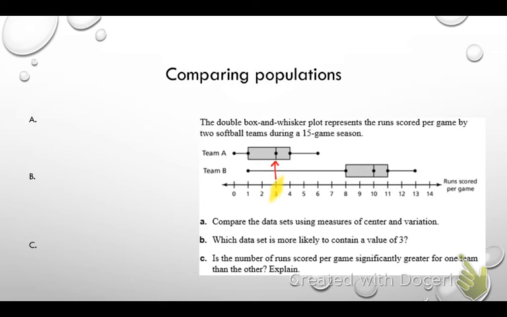So that would be which one, Team A or B? It would be Team A, or data set A. Okay, either one. I know what you mean if you're saying A. Okay, so any questions on that?